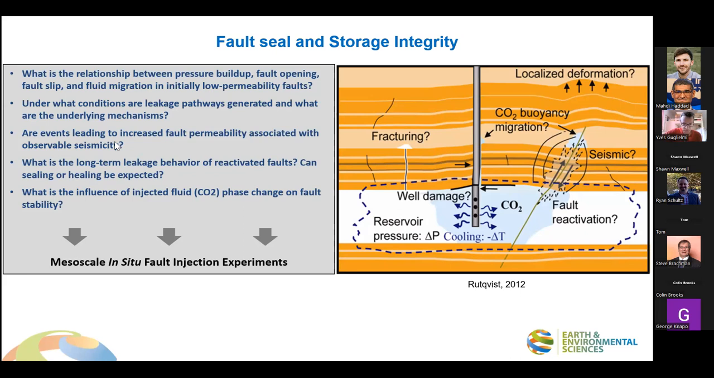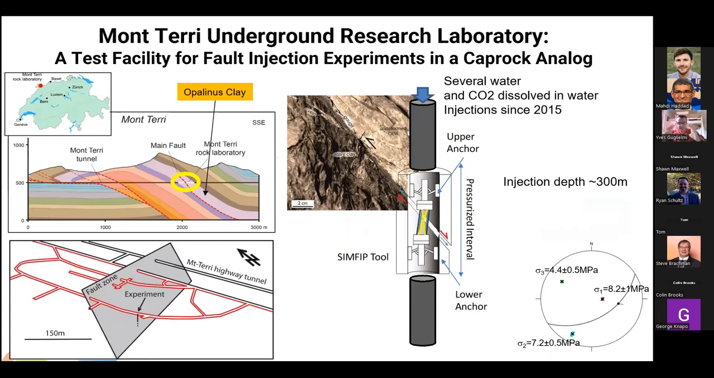These results, if I can move to the next slide, which is blocked, okay, there it is. I will focus only on one set of experiments we have been and are still doing in Switzerland, as you see on the left. It's in an underground research laboratory called the Mont Terri Laboratory. It's just at the border between Switzerland and France. You see the red point here.